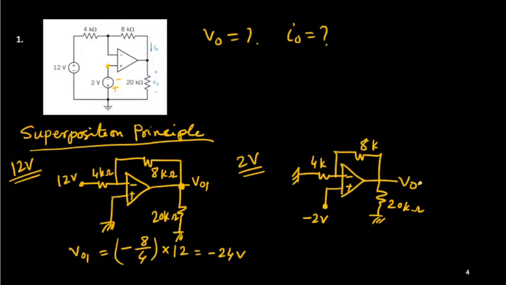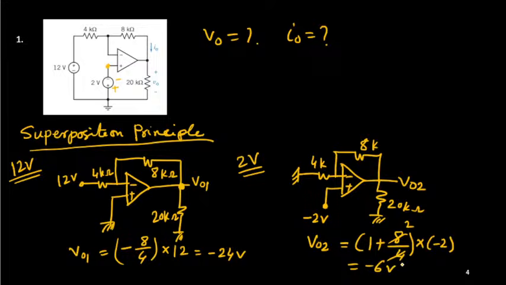So this time I will call it V02. What is V02? This circuit is simply a non-inverting amplifier. You need to identify the type of the amplifier, then you can quickly solve it. What is the gain for this non-inverting amplifier? 1 plus RF by R1. RF is 8 and R1 is 4, so the gain is 1 plus 2, which is 3. This gain is multiplied by the supply voltage, your minus 2 volt. 3 into 2 is 6. So it is minus 6 volt.